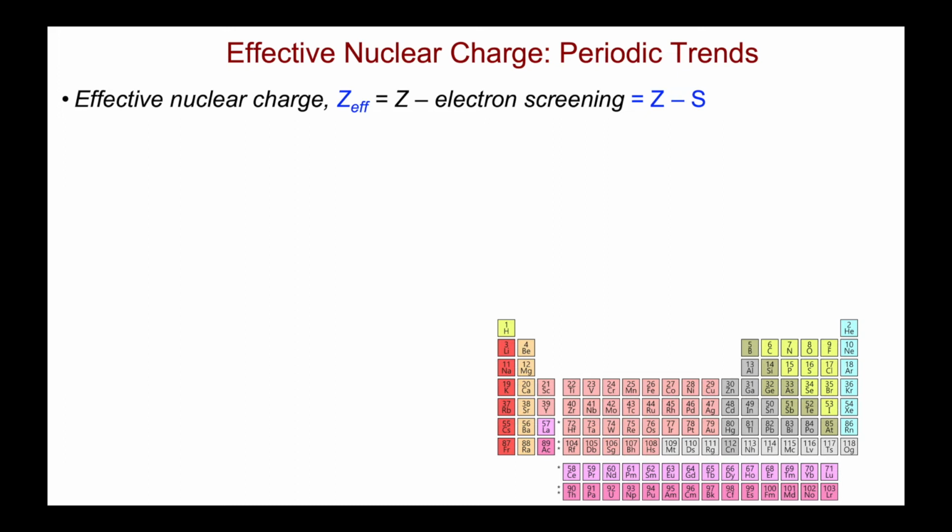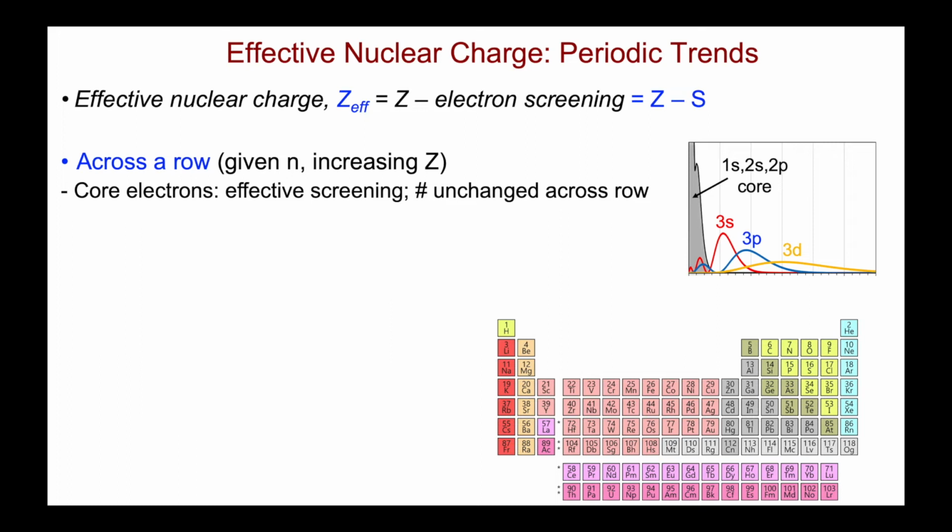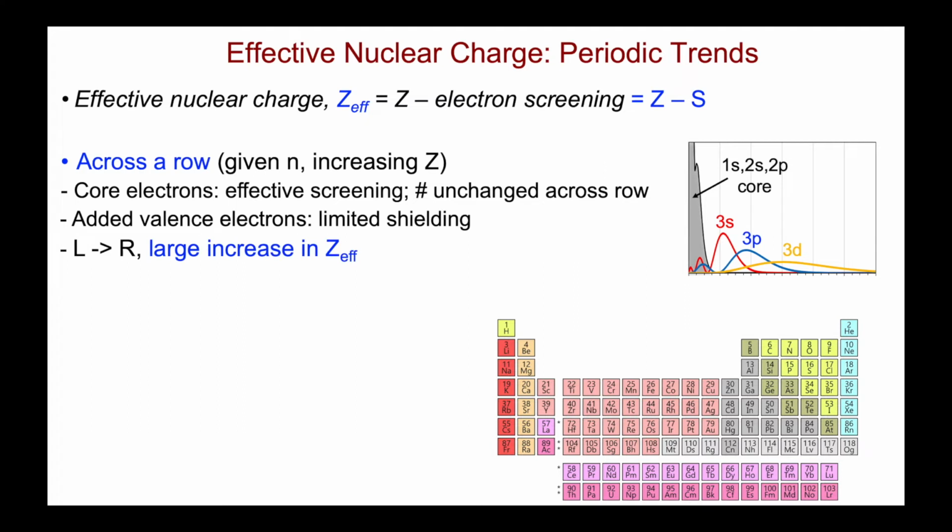As we just mentioned, the effective nuclear charge, Zeff, is equal to Z minus that electron screening, i.e. Z minus S. Across a row, in other words for a given n, Z is increasing. However, the filling of the core electrons, which are most effective at screening the nuclear charge, is unchanged as we go across that row. For example, again using the third period, sodium, magnesium, etc., we know that the 1s, 2s, and 2p are fully occupied. Therefore, as I go across this row, the number of core electrons remains unchanged. However, the nuclear charge is increasing. Those added valence electrons do shield to some degree, but it's quite limited compared to the core electrons. And so when I go from left to right, there's a large increase in Zeff.